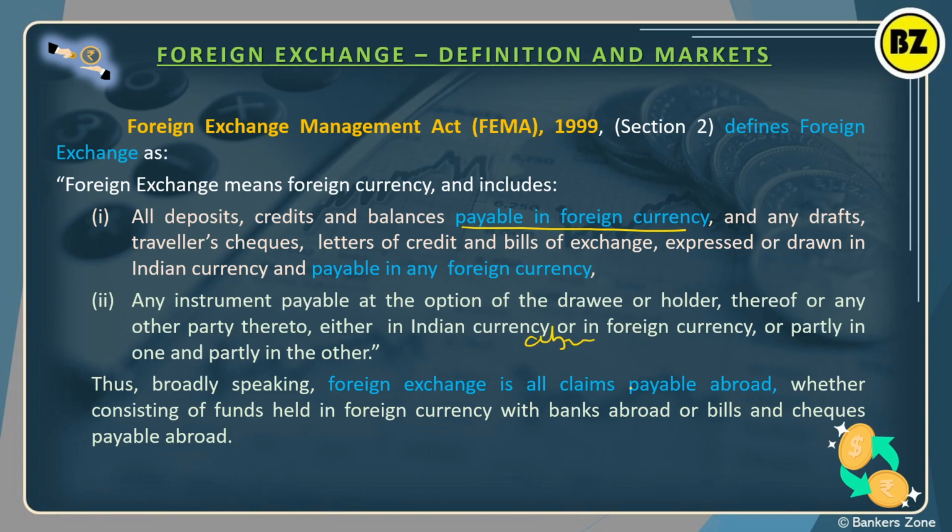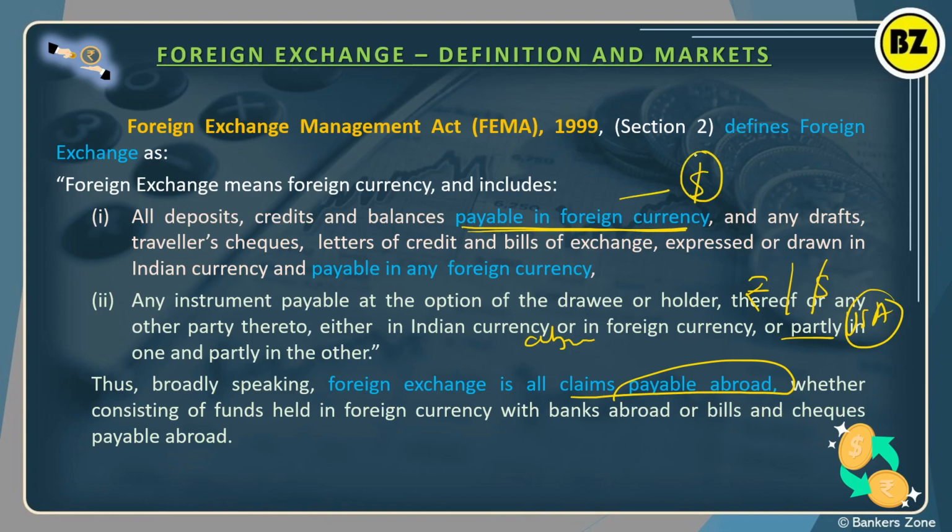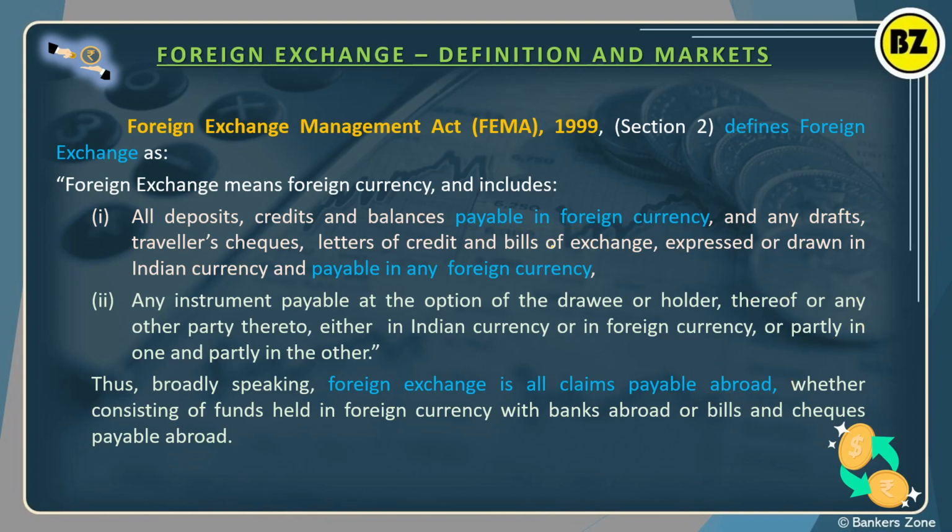What do you mean by that? See, it should be payable abroad, meaning whether you pay in rupees or whether you pay in dollars, it should be payable abroad is the first criterion. And second, it should be payable in the foreign currency, meaning you should only pay in dollars. So there are two criteria. If these two criteria are satisfied, then we can say this is the definition of foreign exchange as per the FEMA Act. Very simple.